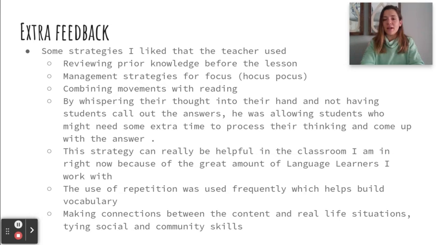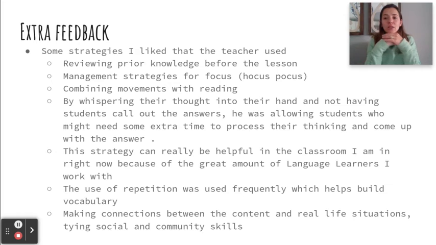For extra feedback, this teacher really used a lot of movement strategies that I really liked, and I wanted to highlight them here also. First thing he did was review prior knowledge before the lesson. This can help with children with learning disabilities as well. Children can use that to help them retain the information, and to even check knowledge of the students. What did we learn yesterday? Or what is this word called? He reviewed vocabulary. He made the students repeat the words back to him, which also helps with memory.